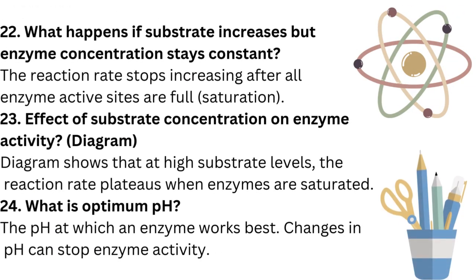What happens if substrate increases but enzyme concentration stays constant? The reaction rate stops increasing after all enzyme active sites are full, saturation. Effect of substrate concentration on enzyme activity? At high substrate levels, the reaction rate plateaus when enzymes are saturated. What is optimum pH? The pH at which an enzyme works best. Changes in pH can stop enzyme activity.